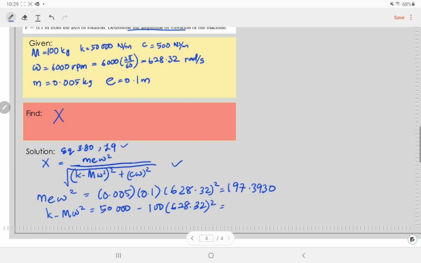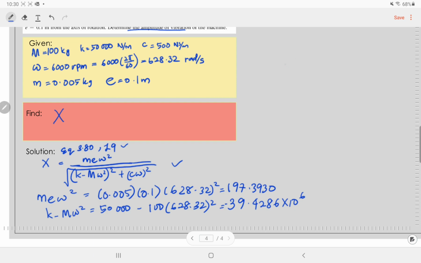If you calculate that, you should get 39.4286 times 10 to the 6. That should be a negative here. Then you can just substitute into the equation.